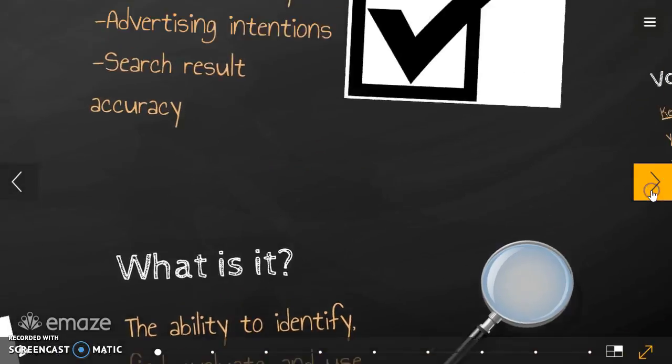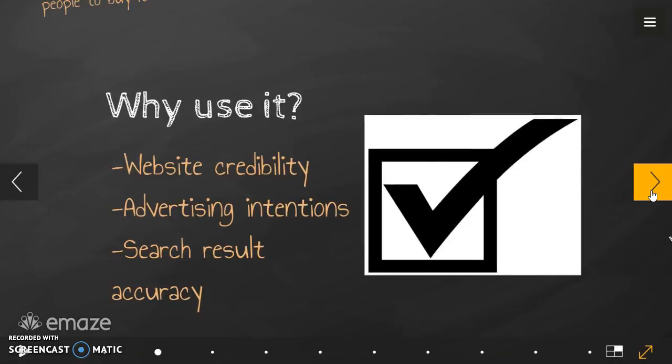So along those lines, we're going to ask the question, why use it? Why is it important? Whenever we're looking stuff up online, we can't just assume that everything is reliable, and we can't just assume that we can trust the information that we're using. So we have to be able to sift through it and find the pieces of information that are going to be best for our project or our essay, but also we need to make sure that what we're using is actually true.